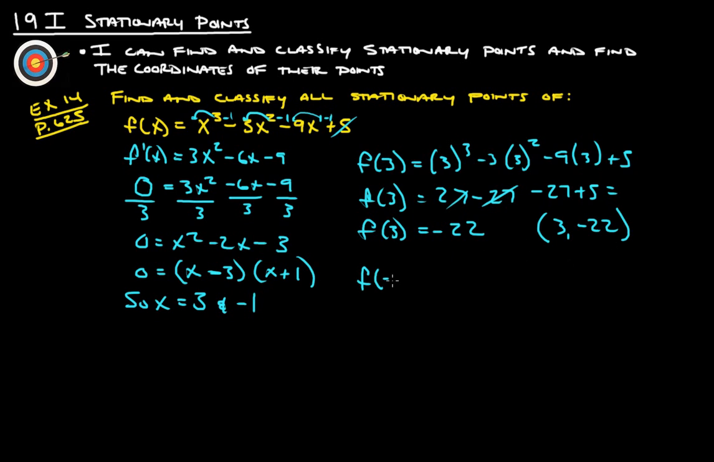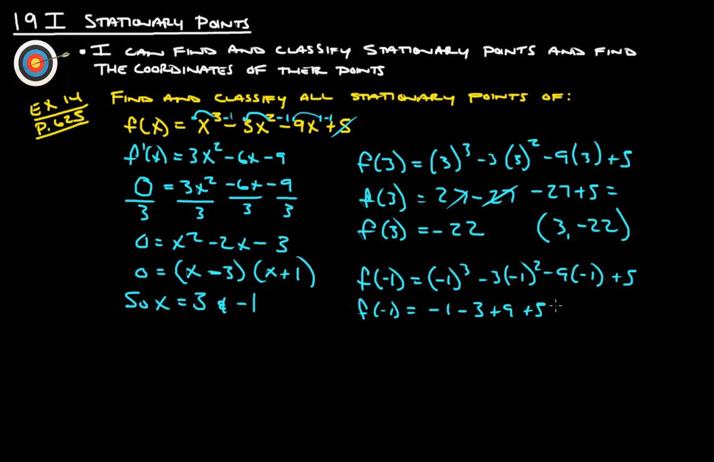So then we also want to find f of -1. -1 cubed minus 3 times -1 squared minus 9 times -1 plus 5. So that gives us -1. That's -1 times -3 is -3 plus 9 plus 5. And that all gives us 10. So the other stationary point that we have is -1 and 10.